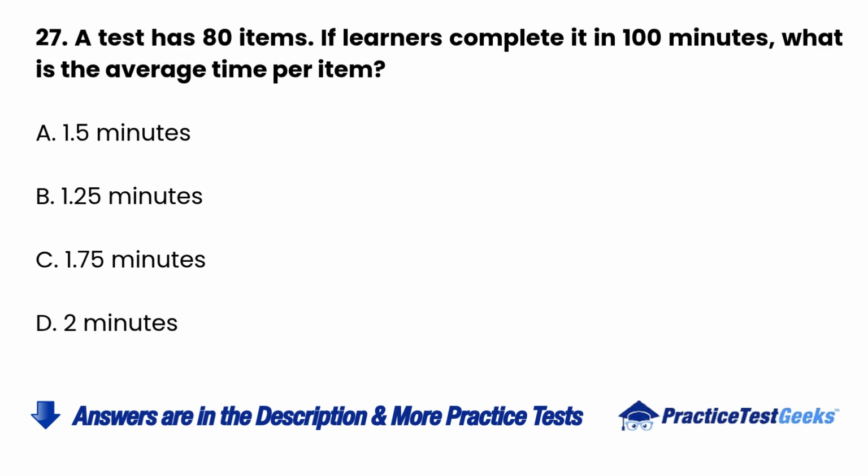27. A test has 80 items. If learners complete it in 100 minutes, what is the average time per item? A. 1.5 minutes. B. 1.25 minutes. C. 1.75 minutes. D. 2 minutes.